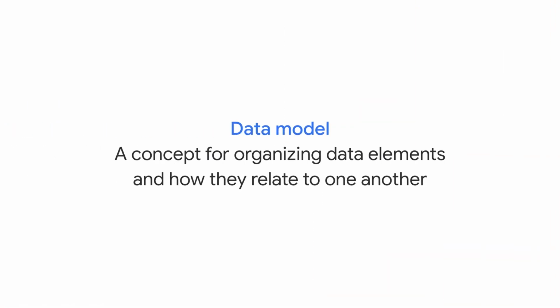A data model is a concept for organizing data elements and how they relate to one another. It can be visually represented to show how the data is structured and how it relates to each other. Every data source has a data model, even if it's not explicitly defined. For example, consider a simple table of data. This table has a data model that defines the columns and rows of the table.